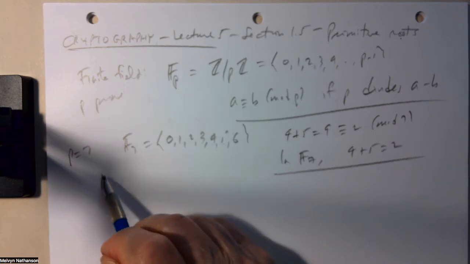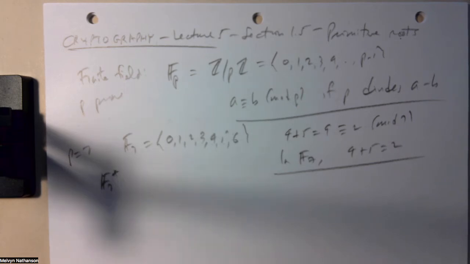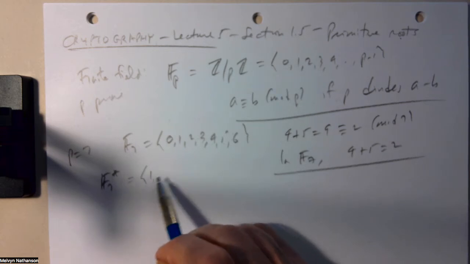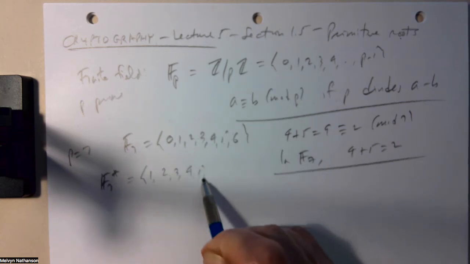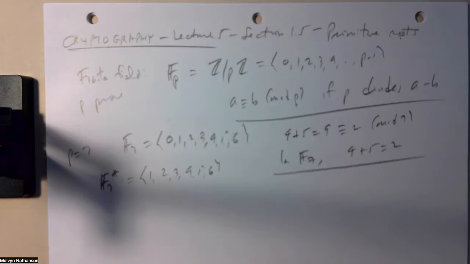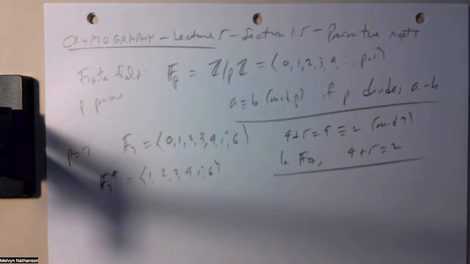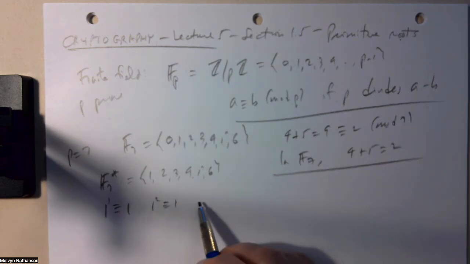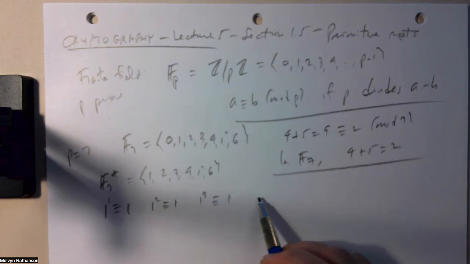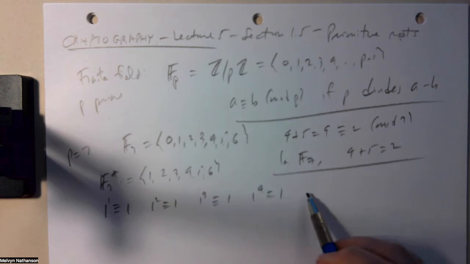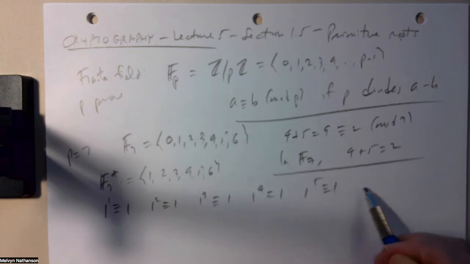And the invertible elements in F7 are the non-zero elements, 1, 2, 3, 4, 5, and 6. So let's start by making a table of the powers of these numbers. First of all, of course, 1 to the first power is 1. I'm writing congruent mod 7, I'm just not writing the mod 7 because it takes up space. And no matter what power of 1 you take, it's always 1.